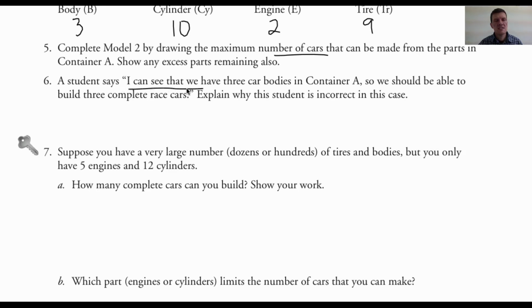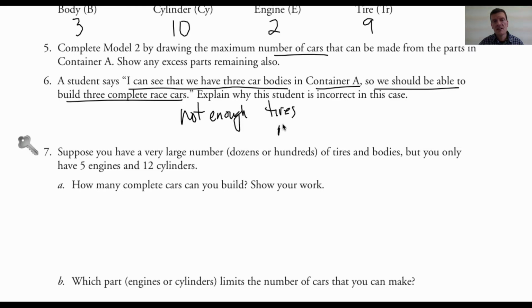Question number 6. I can see that we have 3 car bodies in container A, so we should be able to build 3 complete race cars. Incorrect, because we ran out of, not enough tires, and what else? Oh, engines, I think.